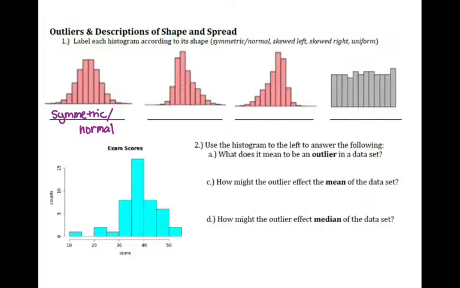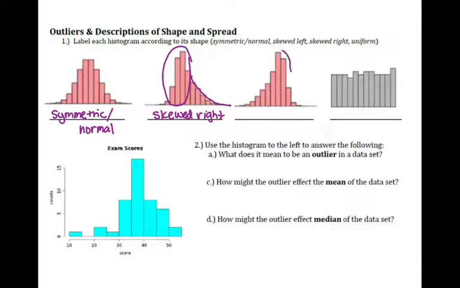For my second histogram, I can see the bulk of my data set is hanging out over here, and then it tapers off to the right. So wherever it tapers off towards, that is where the skew is heading. So this is going to be skewed right.